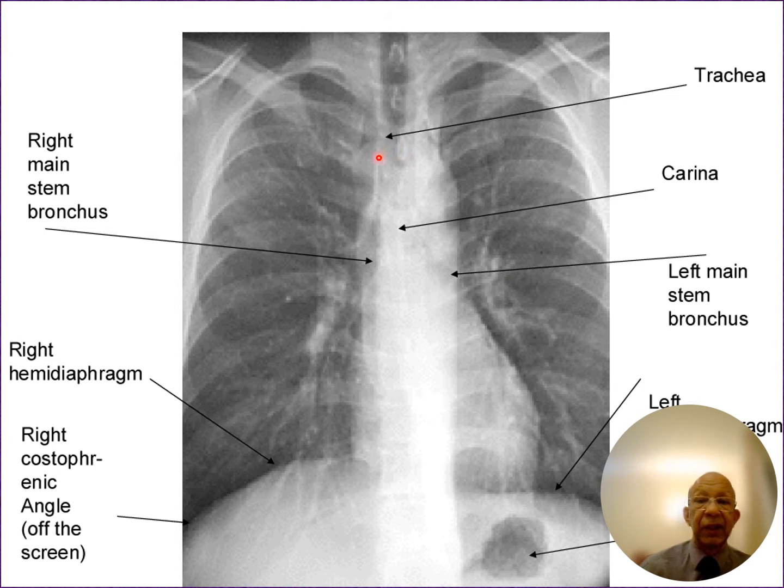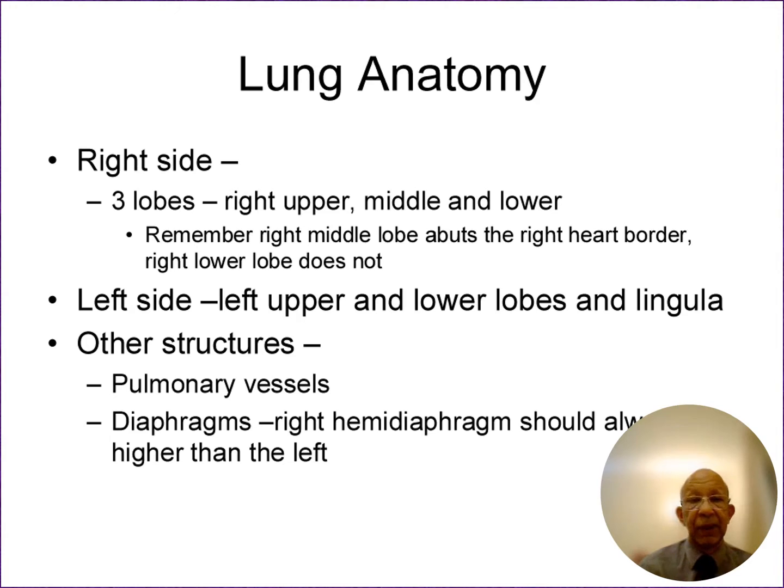This is the trachea, and this is the tracheal edge on the right side here, and this should be less than 3 millimeters in width. It's important to recognize that the right lung has 3 lobes: right upper, middle, and lower, and the middle lobe abuts the right heart border. So it's actually sitting by the right heart border, which is primarily made by the right atrium.